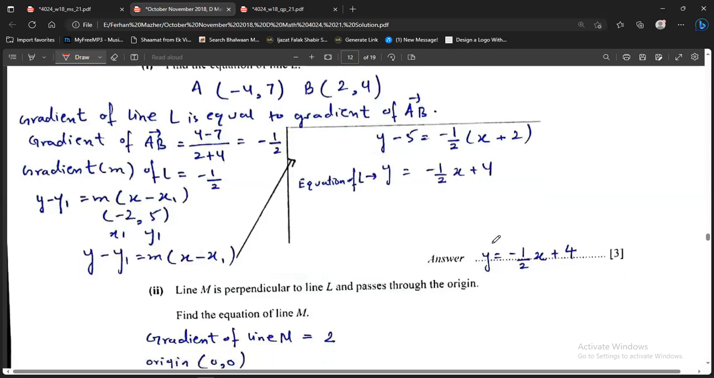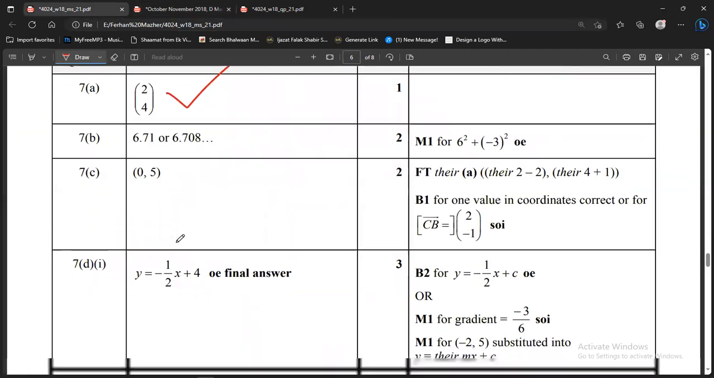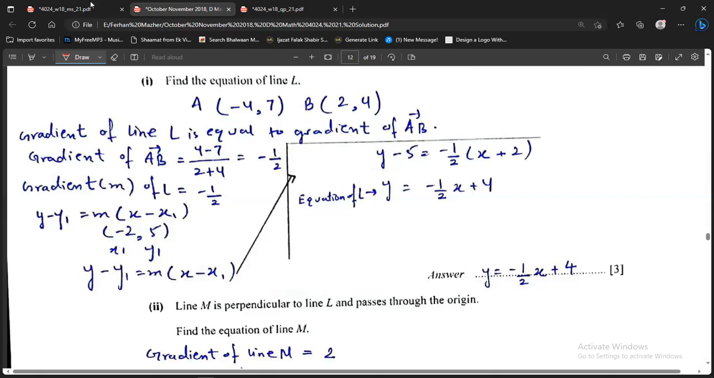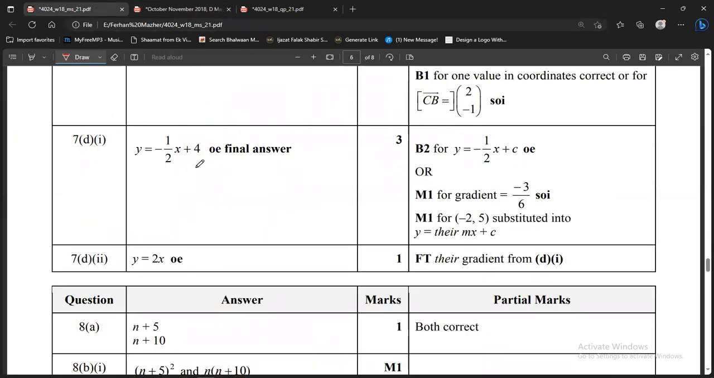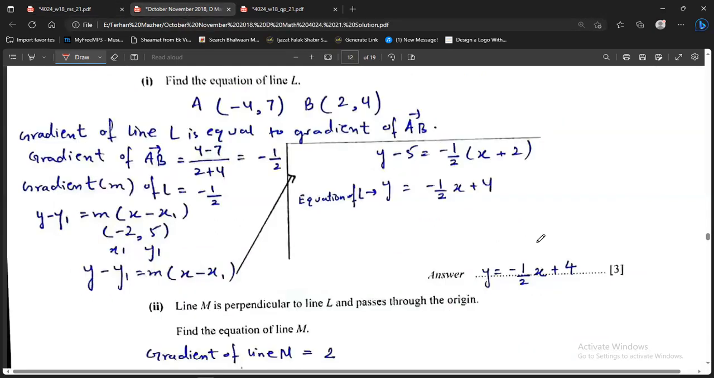Okay, so hopefully you understand. Let's check the answer. So our answers are right. This is the answer here. This is the right answer.